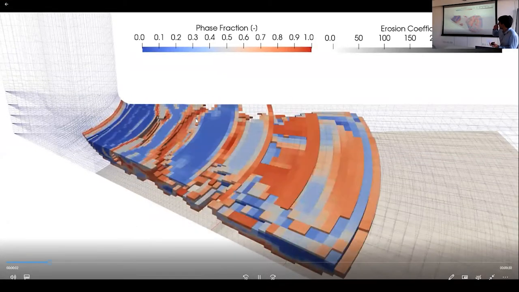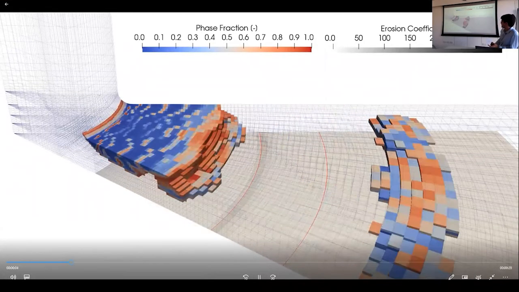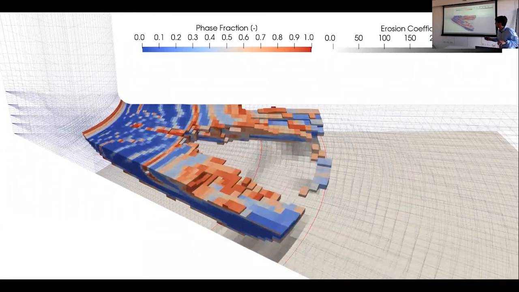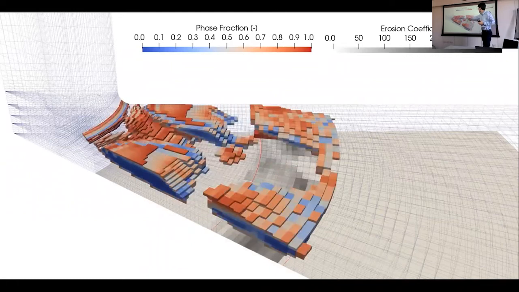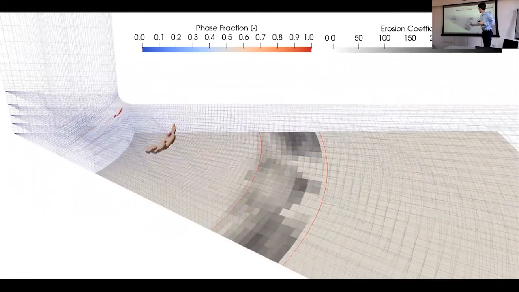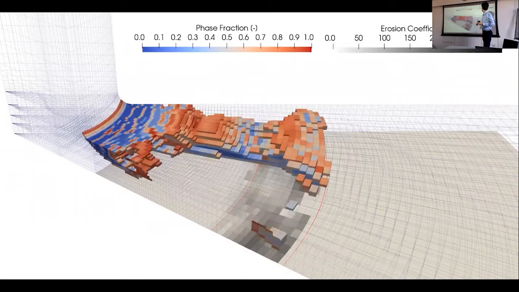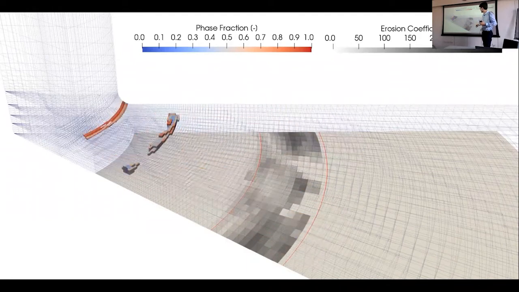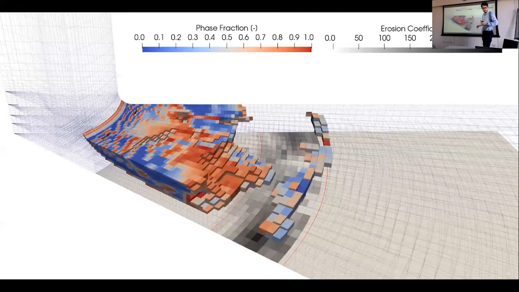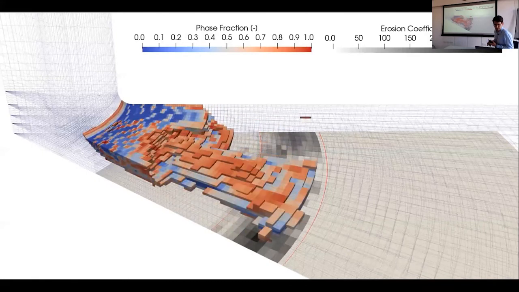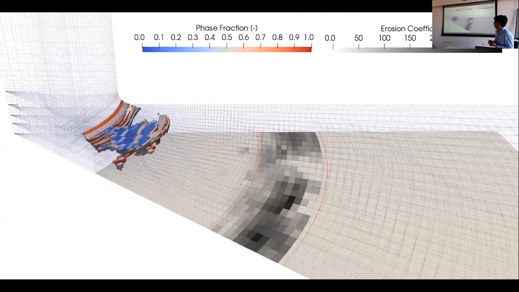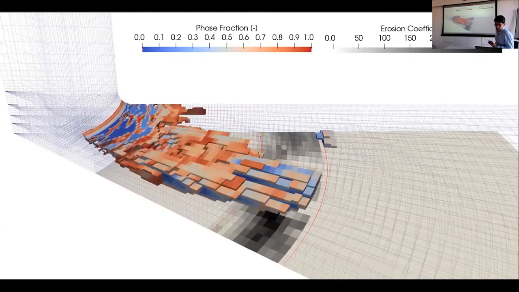So we can see shedding of the vapor wave at the center. At the bottom, you can see the target plate. And between the two lines, you can see the development of the erosion coefficient on the bottom plate. This is a simulation, I believe, for 0.01 seconds, so only a few shedding waves.